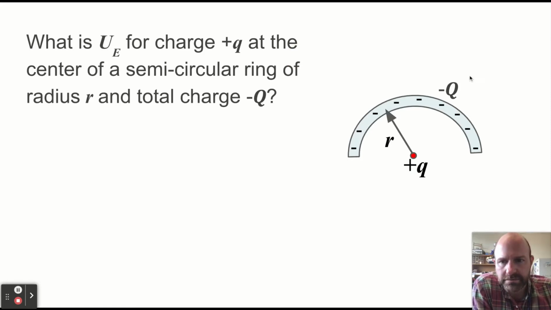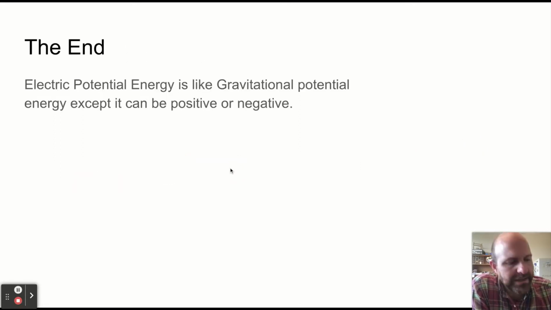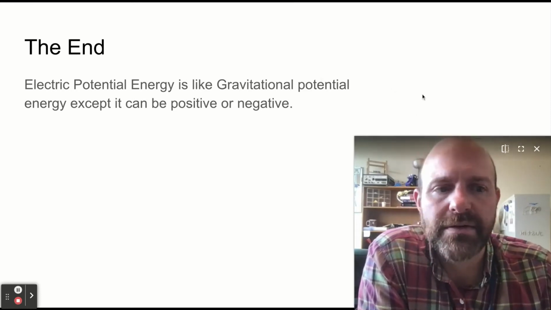What about a semicircle? Well, the same basic idea applies, right? It's KQq over R, negative, sorry, because they are opposite charges. Very simple, right? It doesn't matter about the electric field or the electric force in this case, because we're just interested in how far away is that charge from this point. And because it is symmetric, we get a simple answer. The big idea here is that we're treating this a lot like gravitational potential energy. The biggest difference between these two is that this can be both positive and negative instead of just negative like the gravitational potential energy.